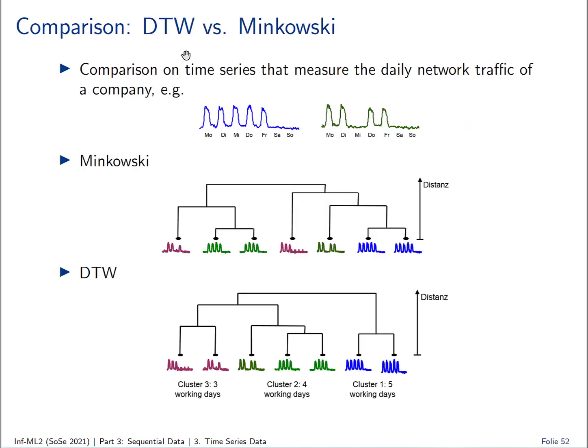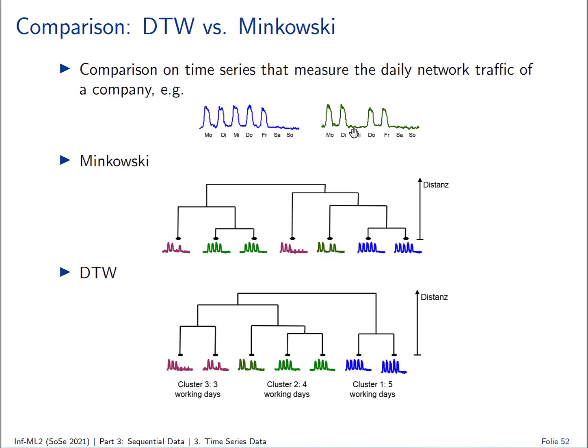Yeah, and here's just a comparison between dynamic time warping and Minkowski distance, again taken from this very, very good tutorial from Eamonn Keogh. Here there's a comparison of time series that measure the daily network traffic of a company, and you see that the normal weeks have 5 working days, and Saturday and Sunday are off. And then we have some weeks in between where we have public holidays on Wednesdays, for example, or on Fridays or on Tuesdays. And maybe we also have some weeks where we have 2 public holidays, and so on and so on.